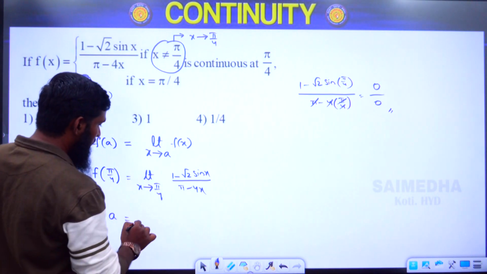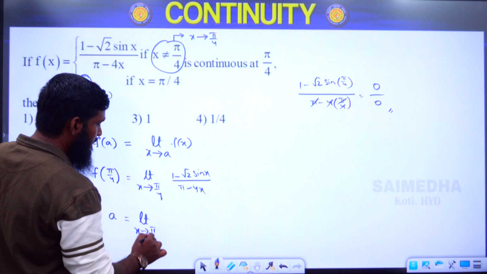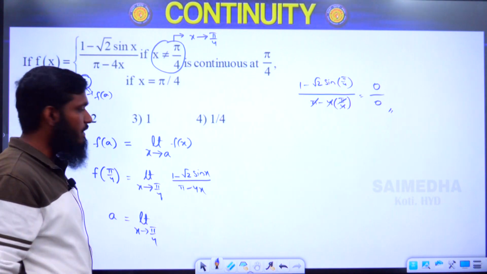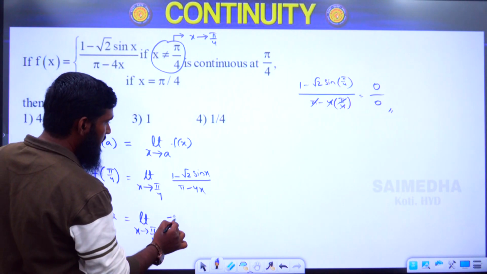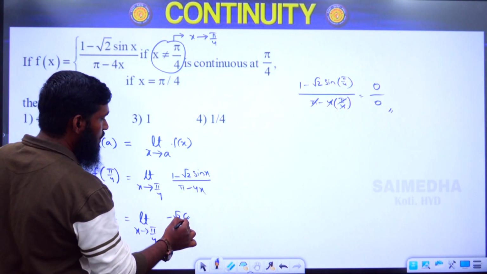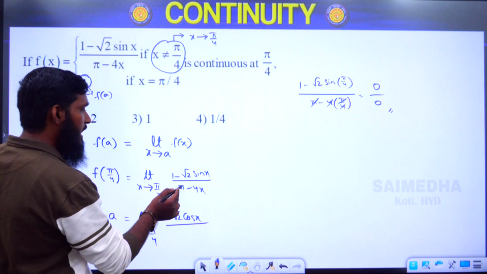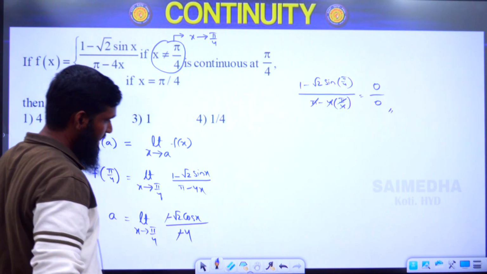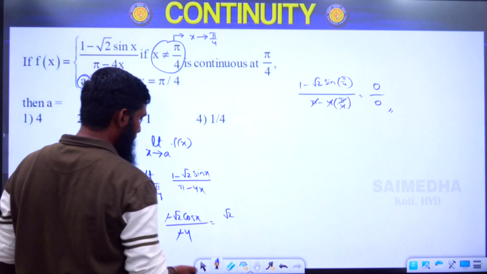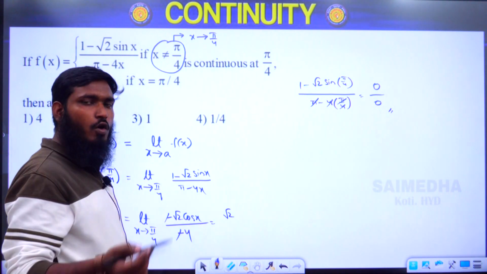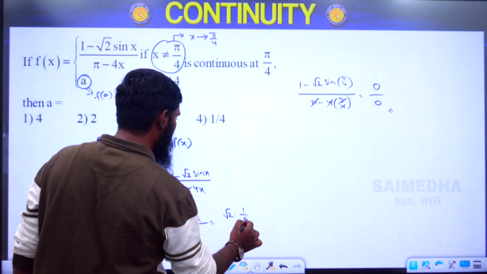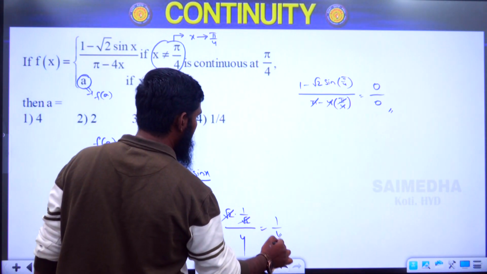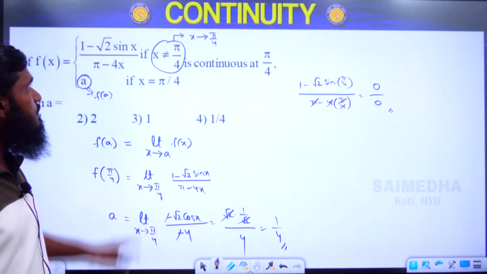Applying L'Hospital rule, limit x tends to pi by 4: we differentiate the numerator and the denominator. The 1 becomes 0, minus root 2 stays as it is, and sin x becomes cos x. In the denominator, pi becomes 0 and minus 4x becomes minus 4. The minus signs get cancelled, so it is root 2 as it is, with x equal to pi by 4. Cos 45 is also 1 by root 2, so 1 by root 2 divided by 4. The root 2 gets cancelled. The final answer is 1 by 4.